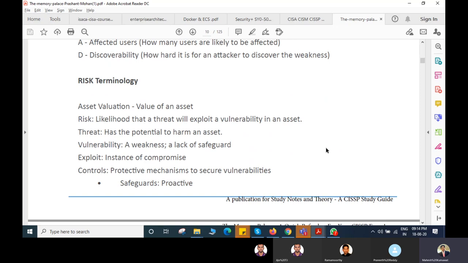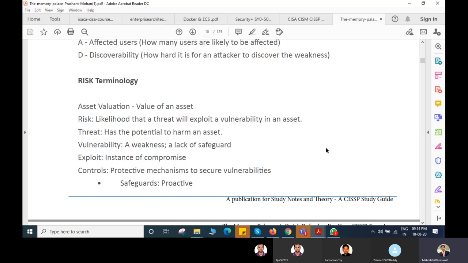The second thing is risk. Risk is the likelihood that the threat will exploit a vulnerability in an asset. Suppose a tsunami or an earthquake is coming. What are the different conditions in which it can happen, and if it happens, what is the potential loss to the company?